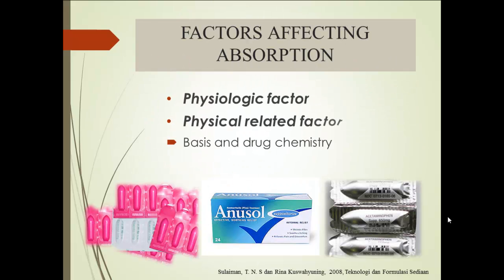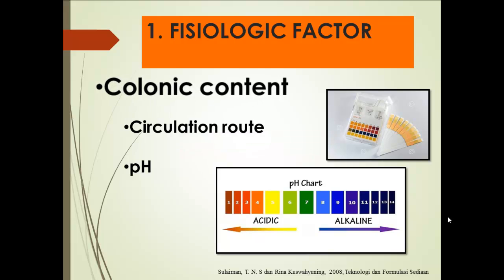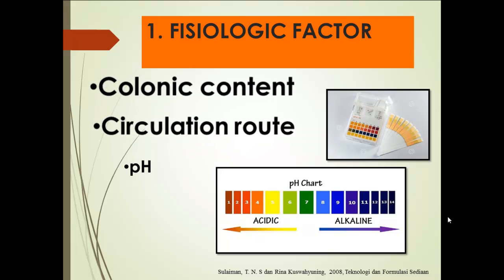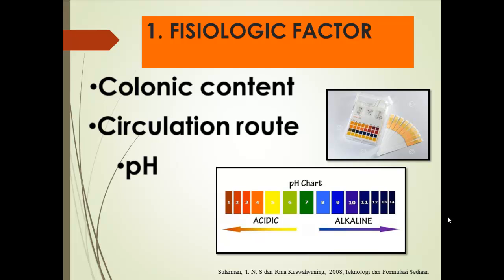Factors affecting absorption. There are 2 main factors, which are physiologic factor and physiological related factor, which consist of bases and drug chemistry. First, let me explain about physiologic factor which contains colonic content, circulation route and pH.